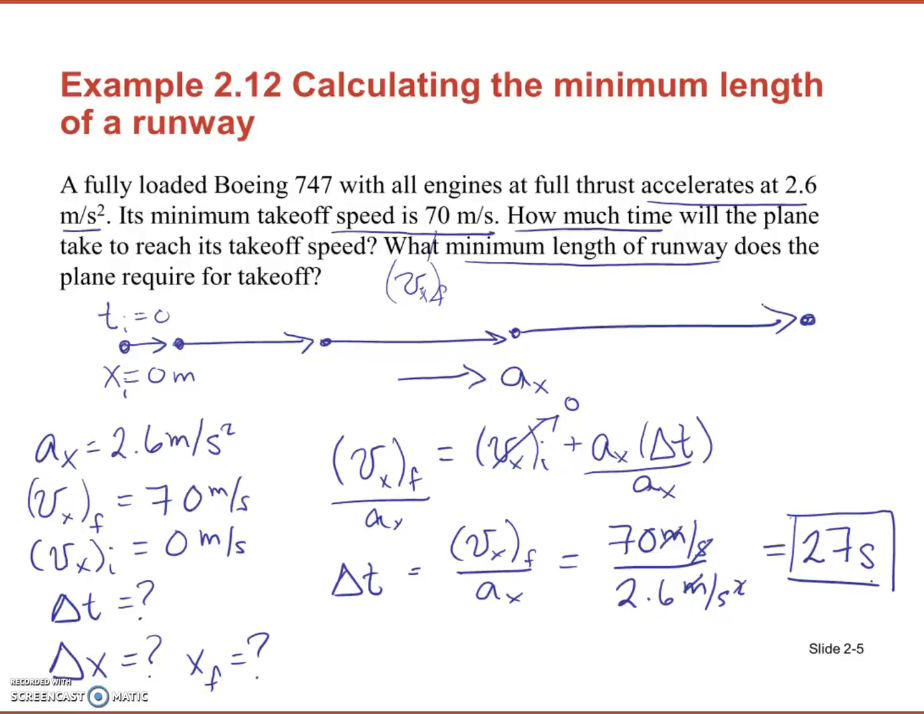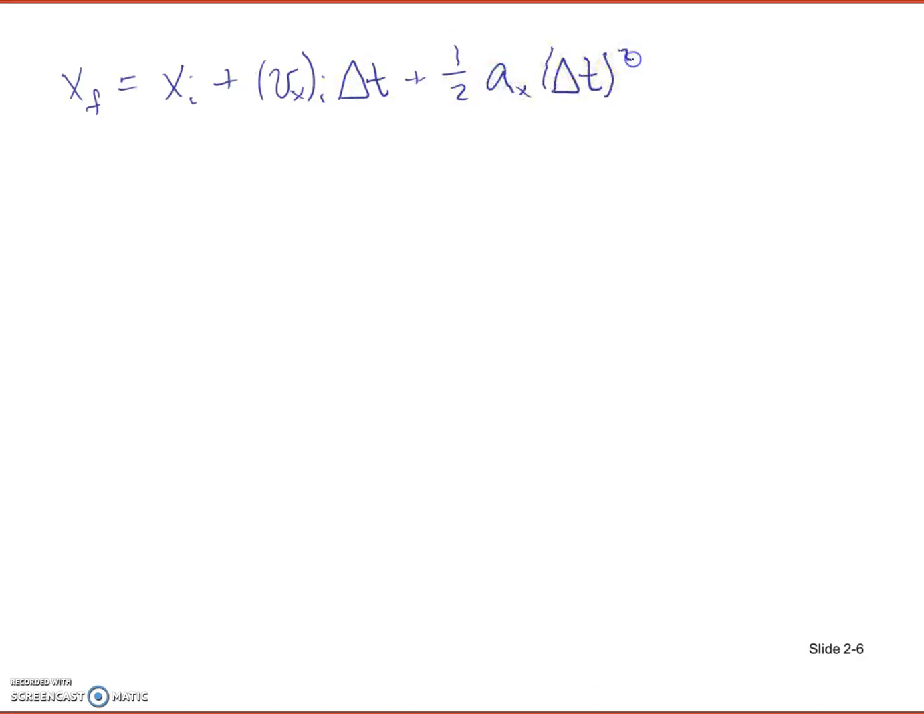Let's do part B. How long is the runway? Well, I'm going to use this expression here: x final is equal to x initial plus v_x initial delta t plus 1/2 a_x delta t squared. I'm looking for how long my runway is. I've defined the initial position of the airplane as 0. My initial velocity was 0, and now I'm left with this much simpler problem.